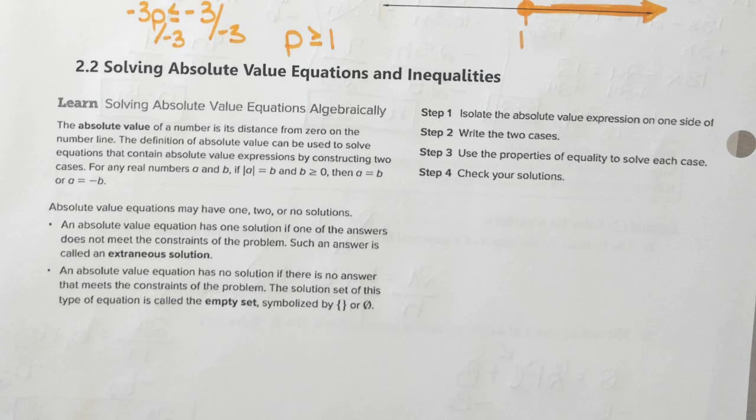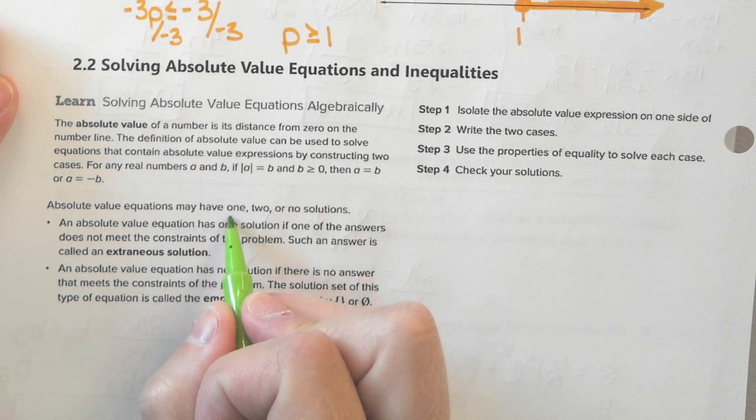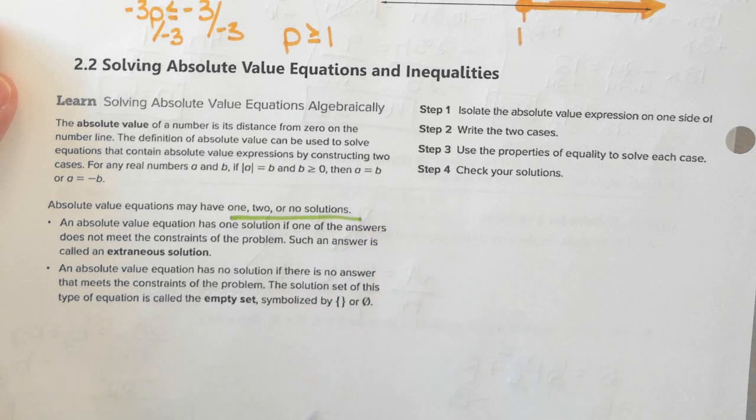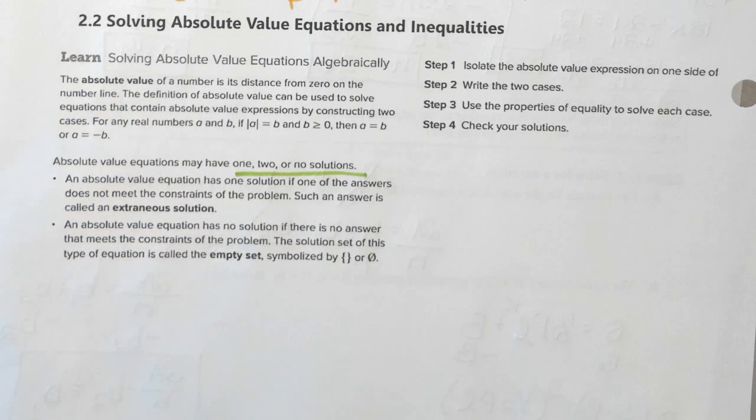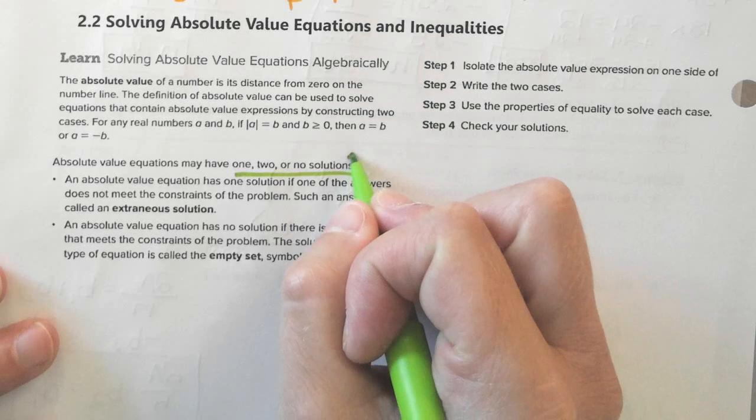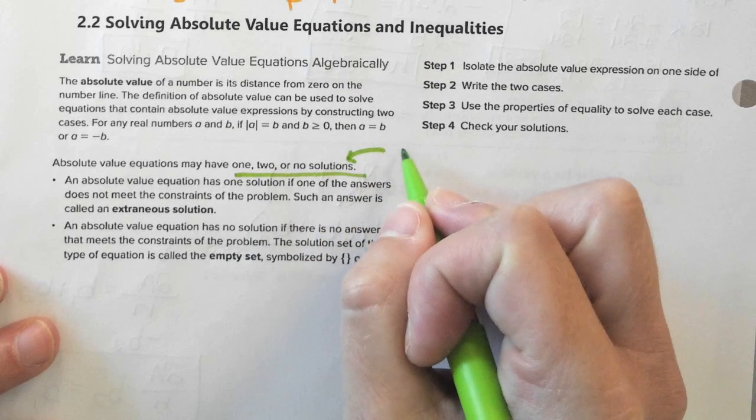When we're solving absolute values, there are three things that can happen. You can have one solution, two solutions, or no solution. On the warm-up we did, the Kahoot, all the solving ones had two solutions. One solution is also possible. And then, like I said, no solution. Let me show you what that would look like.